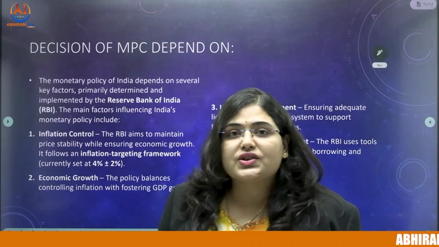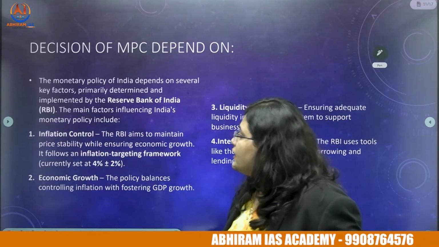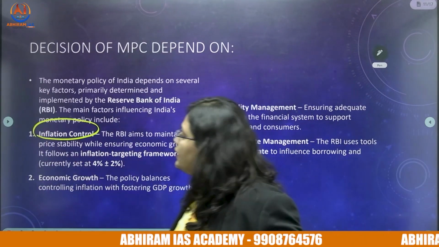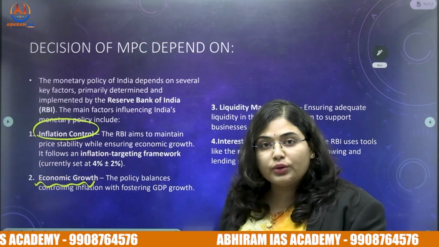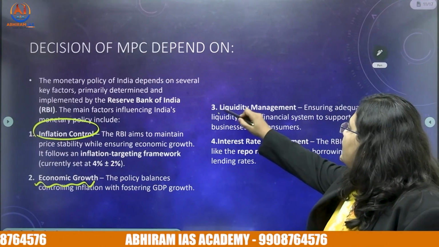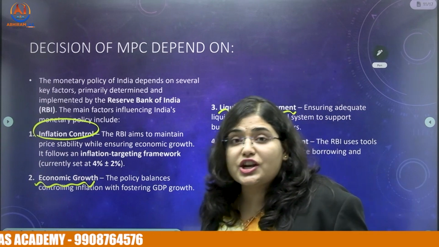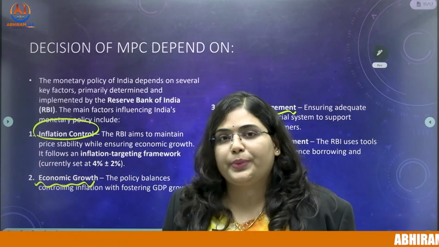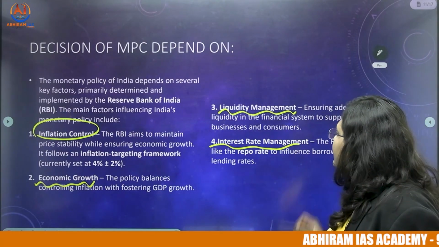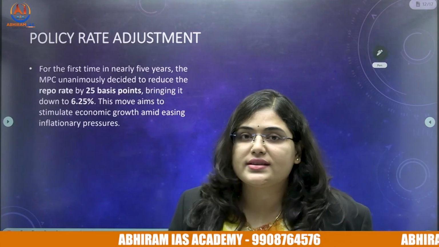Based on which factors is the Monetary Policy Committee taking the decision? Number one, the inflation control. Number two, the status of economic growth in India. Number three, liquidity management, which means the status of the financial system that is supporting the consumers or the entrepreneurs. Number four is interest rate management. Based on these we decide the policy rates.